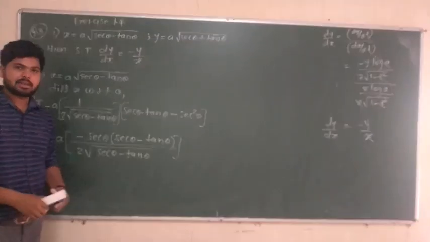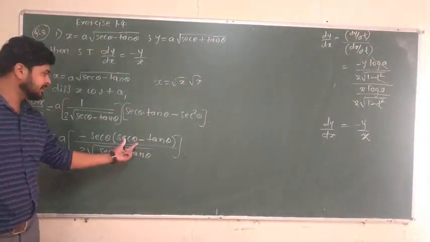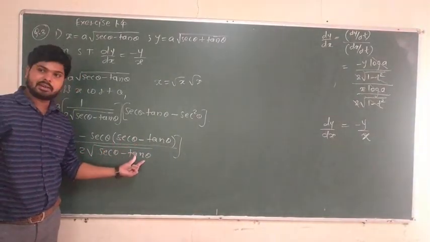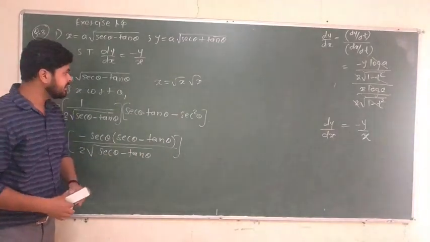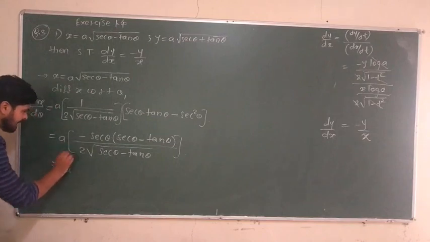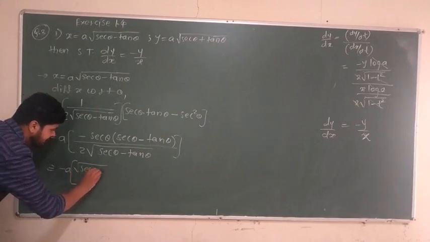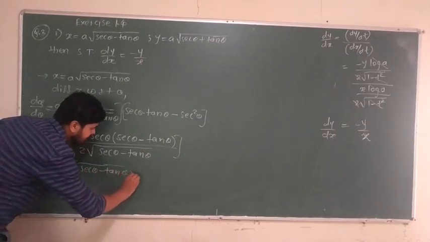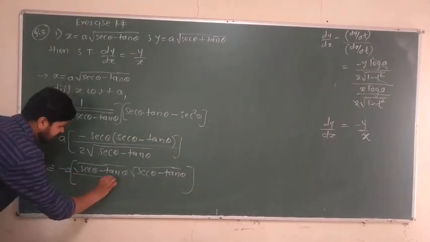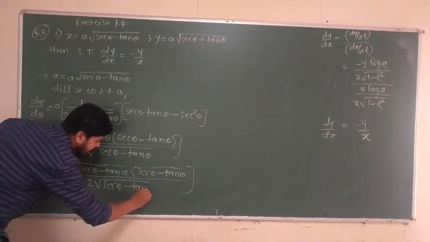So again, by using the same property, this x can be written as root x into root x. So this term sec theta minus tan theta, how can we write it? Root sec theta minus tan theta into root sec theta minus tan theta. So this term becomes a, or minus a, in bracket: root sec theta minus tan theta into root sec theta minus tan theta, bracket complete, upon 2 root sec theta minus tan theta.